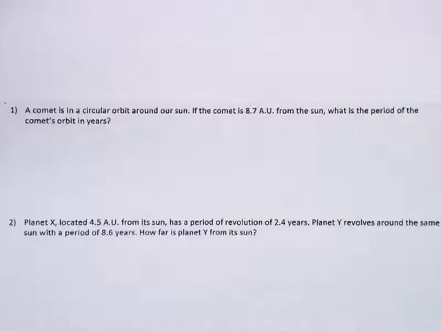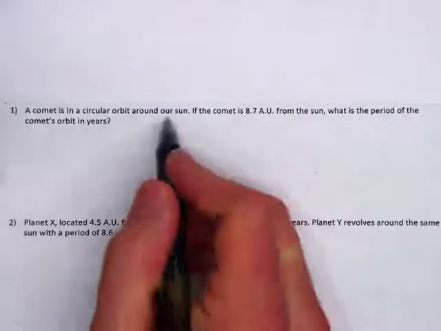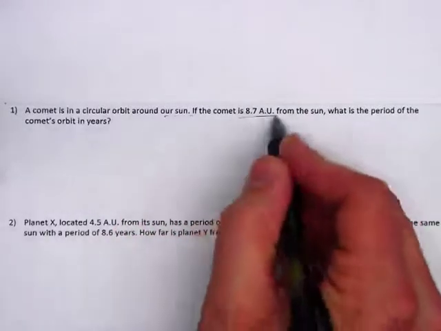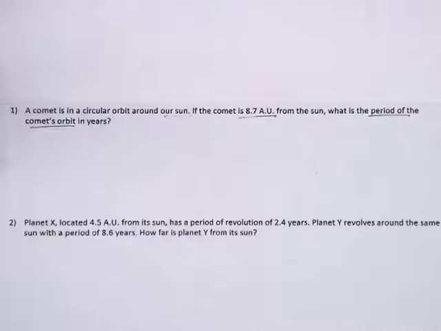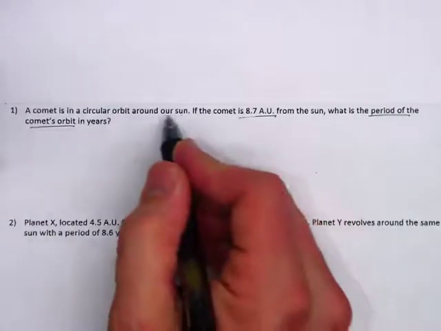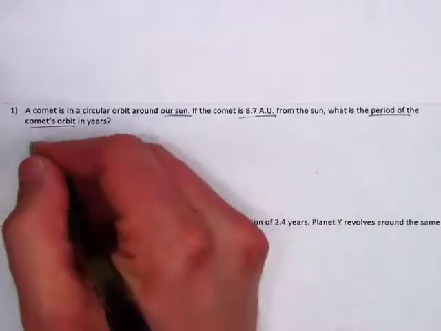All right, in this video, let's look at a couple applications of Kepler's third law. So number one here, a comet is in a circular orbit around our sun. If the comet is 8.7 AU, or astronomical units, from the sun, what is the period of the comet's orbit in years?